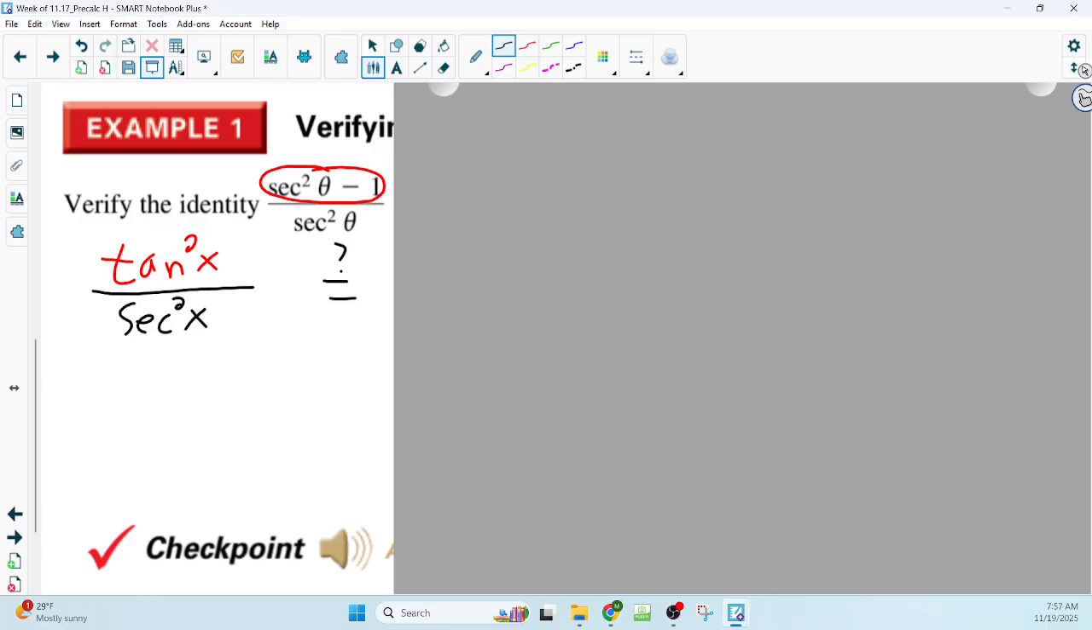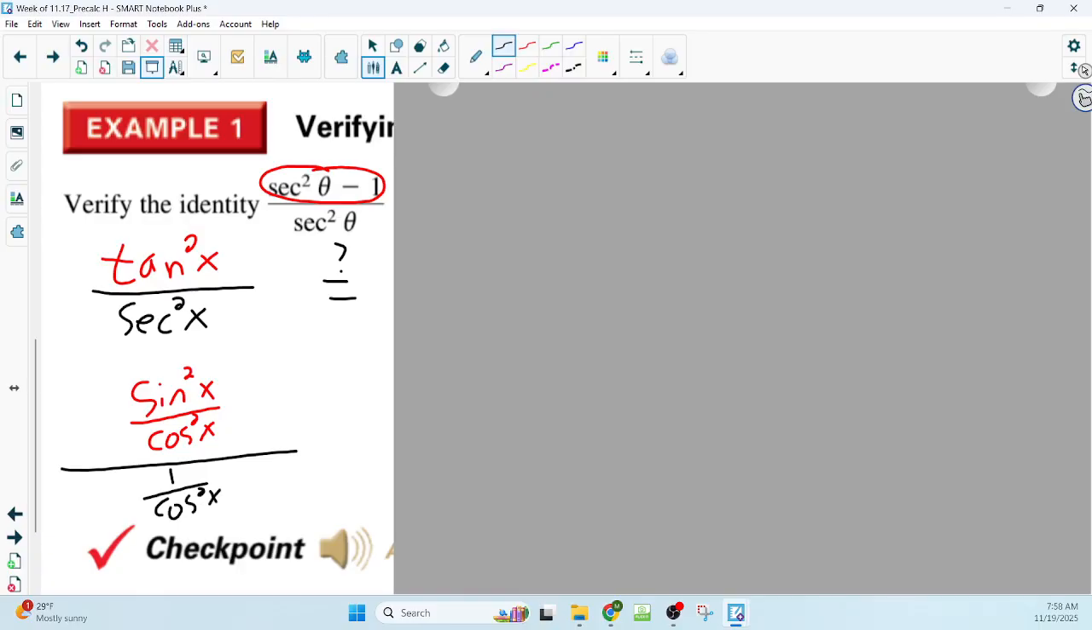And tangent is sine of x over cosine. So this is sine of x squared over cosine of x squared, or sine squared of x over cosine squared of x. We're going to divide that. I put a big fraction line, 1 over cosine squared.